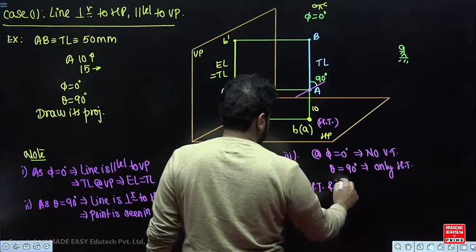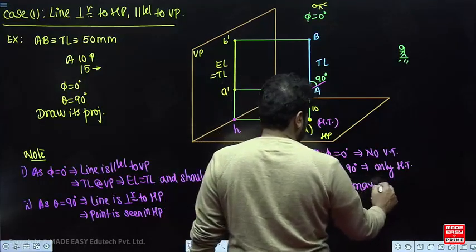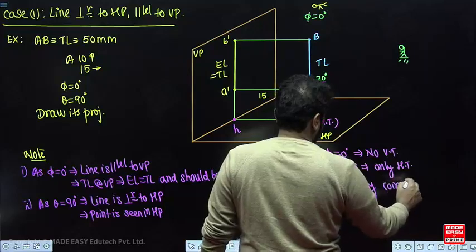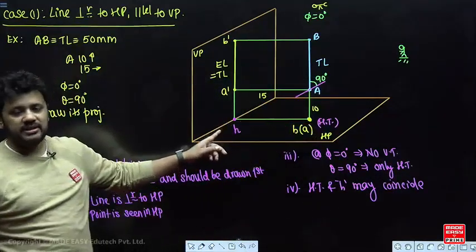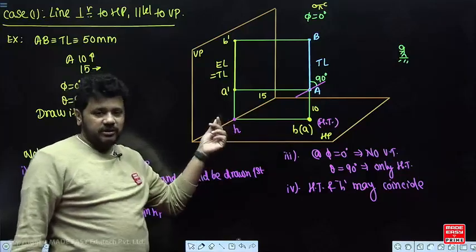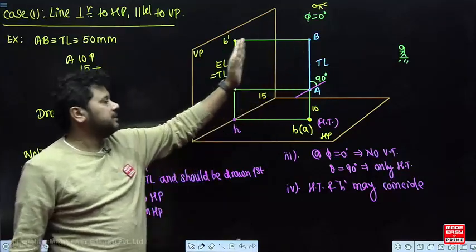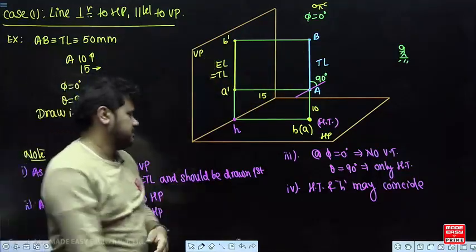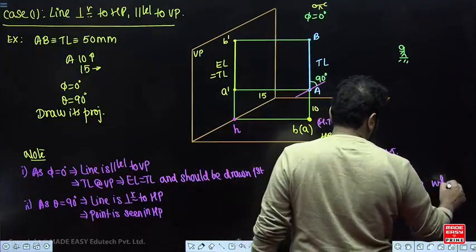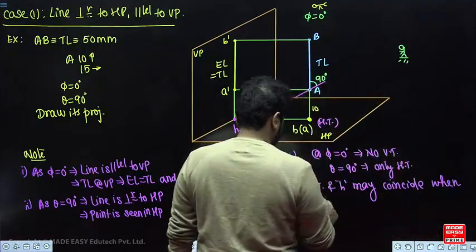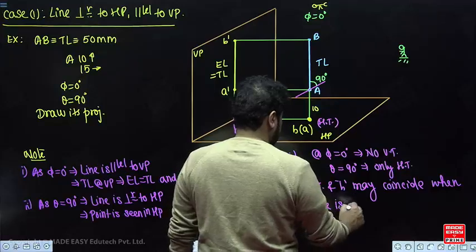HT and small h may coincide, right? When HT and small h will coincide, HT or small h will coincide only when this line is kept in vertical plane, isn't it? So HT and small h may coincide when line is contained in VP.